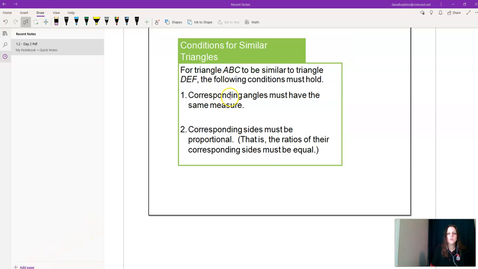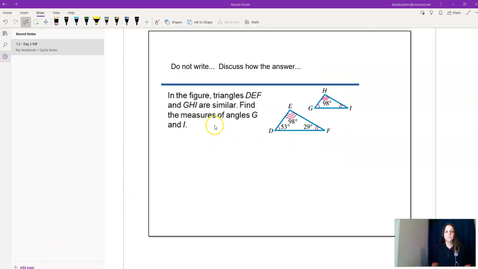So another idea that you'll see is similar triangles. If you have similar triangles, then you have corresponding angles that are the same and corresponding sides that are proportional. And I'll show you an example of that in a moment. So if you take a look at this figure here, these two figures, these are similar triangles. And you don't have to write any of this down. Just take a look at it. It says triangles DEF and GHI are similar. Find the measures of angle G and I.